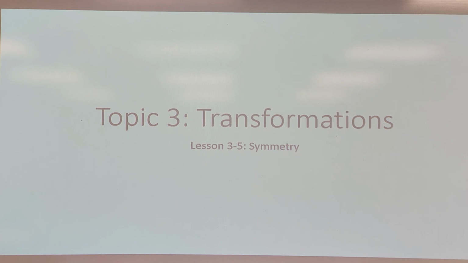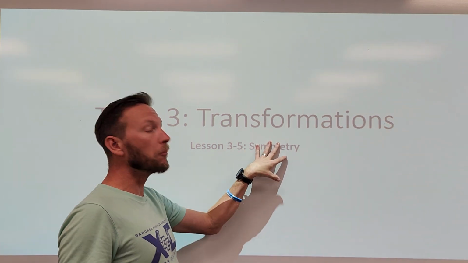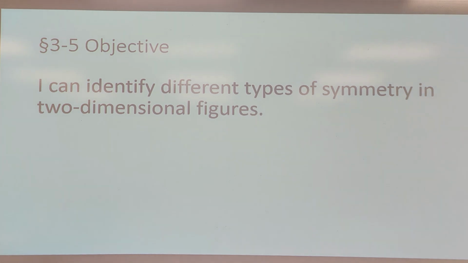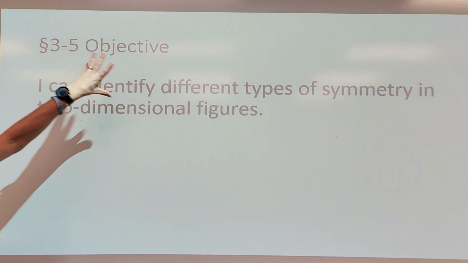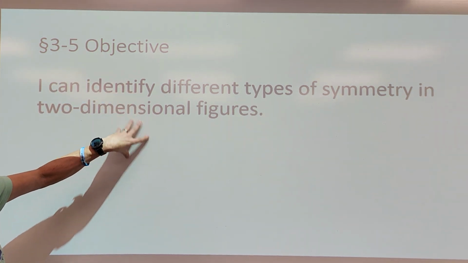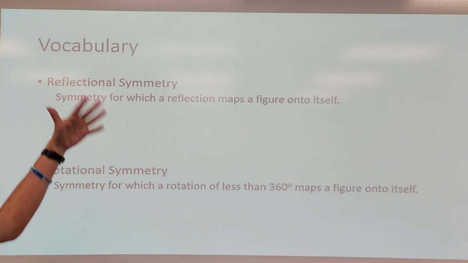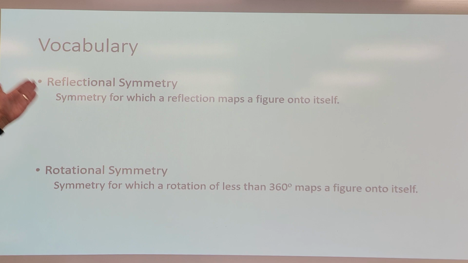And we're going to take that a step further here in high school geometry and think about symmetry in more ways than just reflectional or line symmetry. So we're going to explore these two different types of symmetry in two-dimensional figures. That's our goal for the day. And so let's talk about these two different types of symmetry.